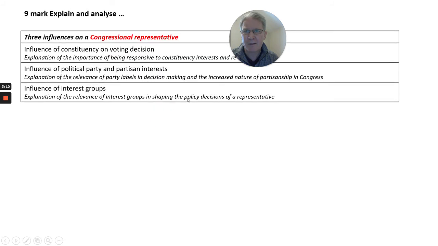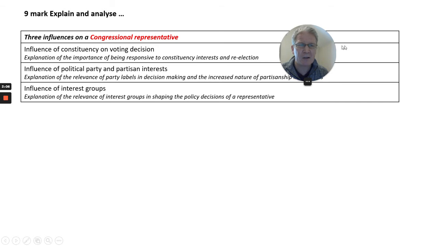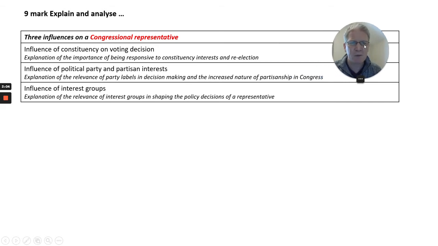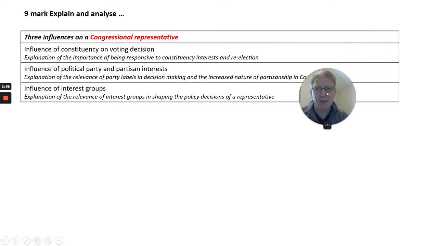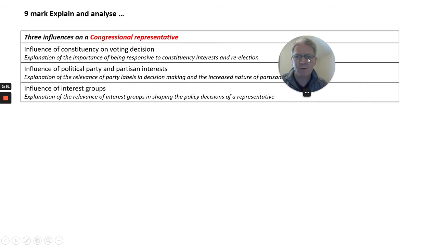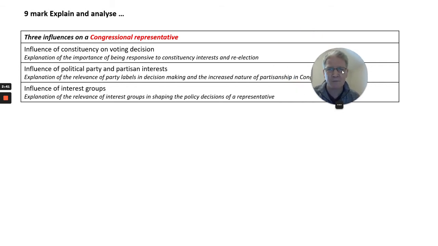Explain and analyze 3 influence on the congressional representative. Okay, so we're here thinking about this. We've done this before with the UK. What influences the representative? Is it their constituents? Is it the political party? Is it interest groups? Okay, and that can maybe link into their own conscience as well. So we've got here, first of all, the constituency on voting decisions. We could do with some examples about how they may be influenced by the constituent interests. Their re-election cycle, they've got to think about why they've got to be highly responsive there.